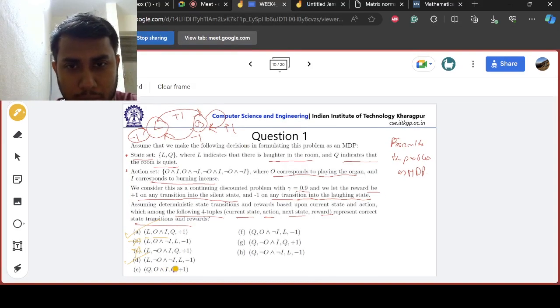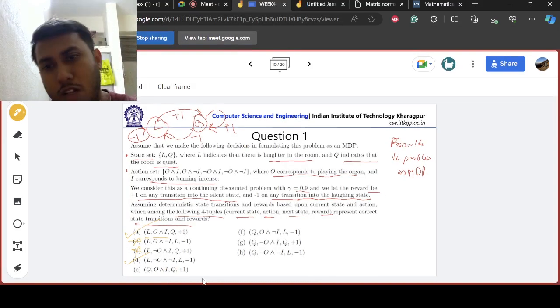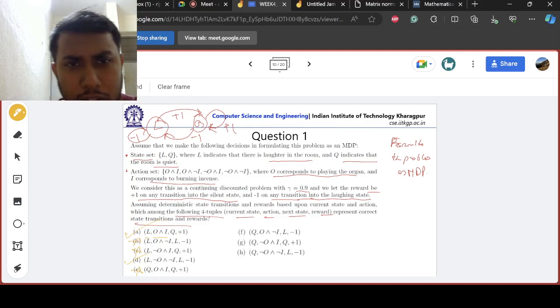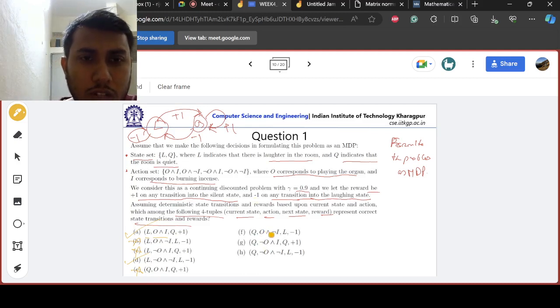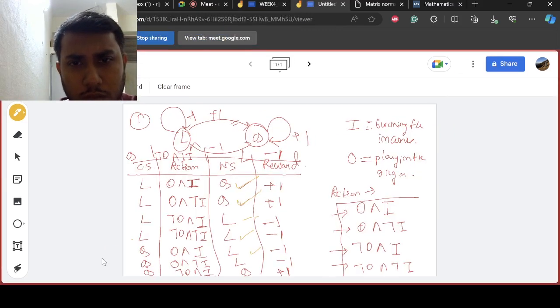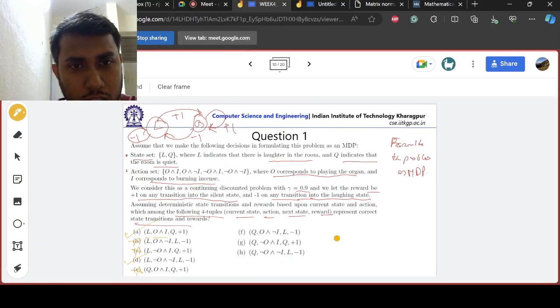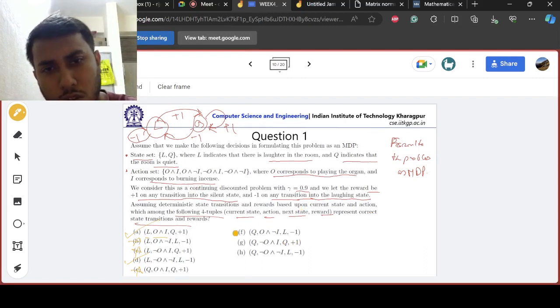Here, Q, +1. Sorry, so this one is wrong. Next look at this one, Q, O and not I. What is it? Q, O and not I is L, -1. Let's see if it is L, -1 here. So it is L, -1. So this one is correct.